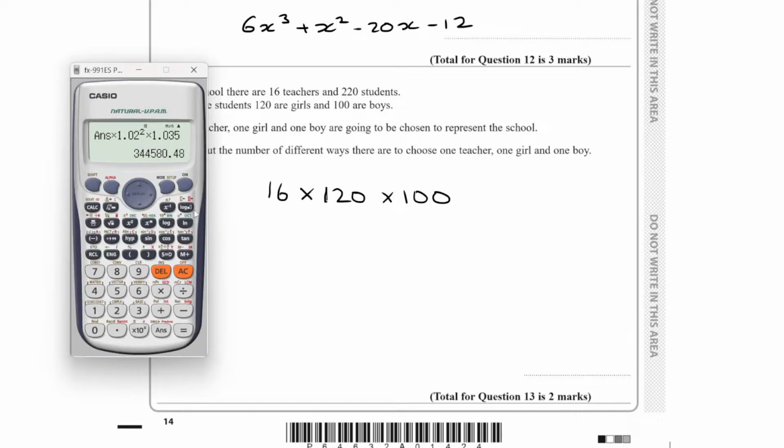This is, I call it product rule for counting. I know some people call it combinations. So whatever you call it, it's that topic. So in this case, we're just going to multiply them straight together. I mean, it's literally only 2 marks, right? So 16 teachers to choose from. Then I've got 120 girls that I could choose from. And then I've got 100 boys that I could choose from. So you're literally just going to multiply those together. Okay.